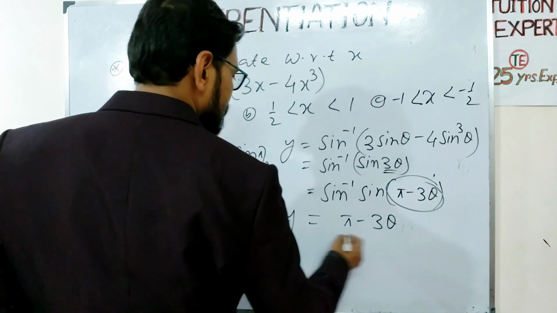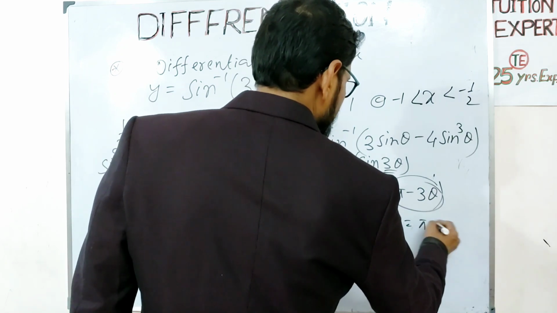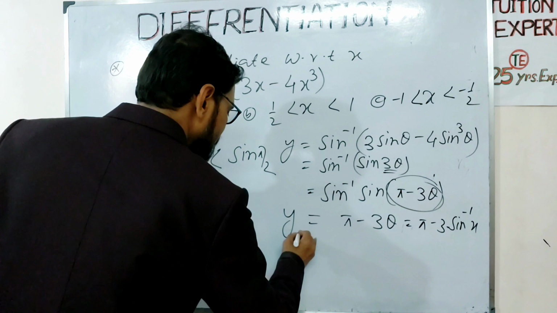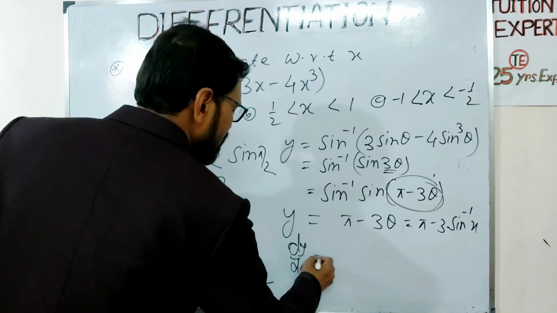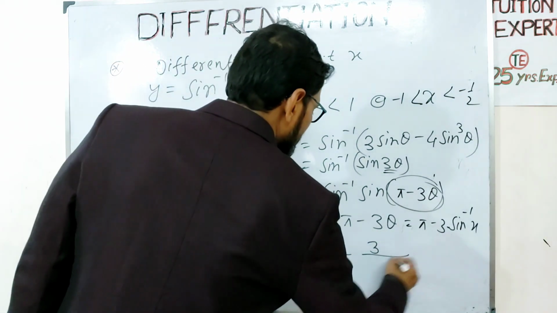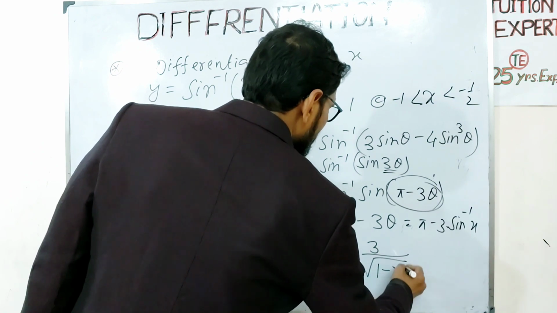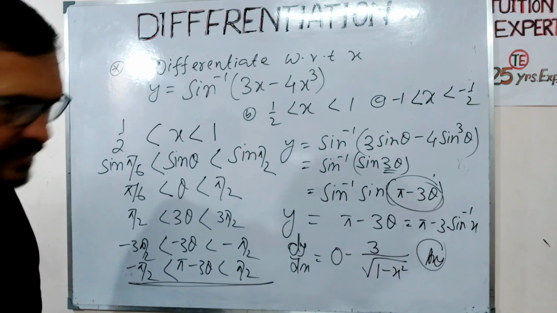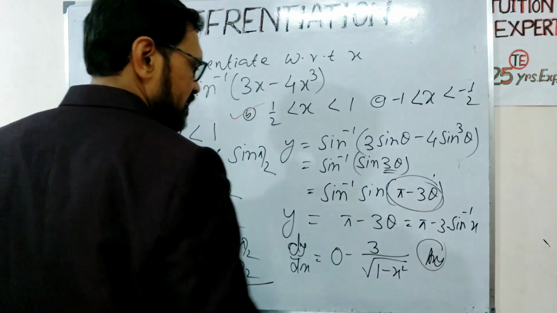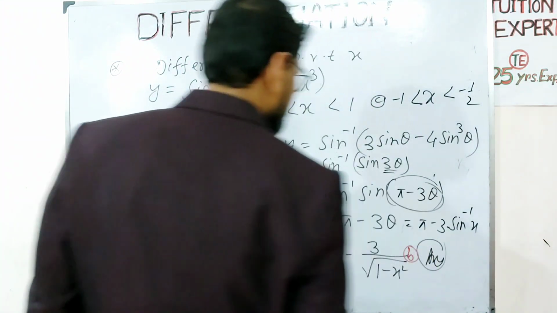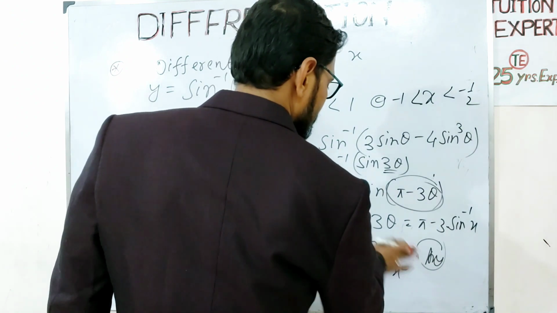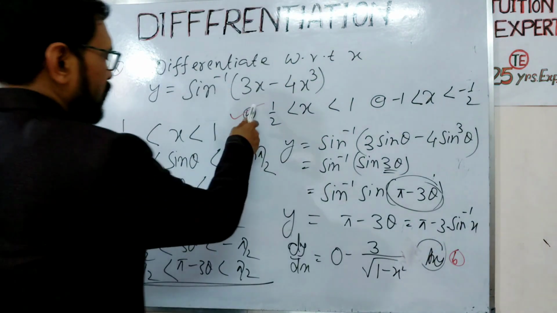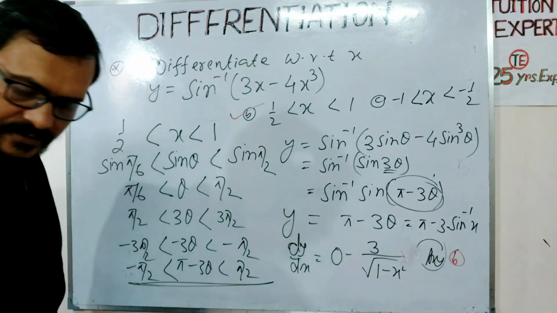So pi minus 3 theta, where theta means sin inverse x. So dy by dx equal to 0 minus 3 by root over 1 minus x square. So this is the answer for B, for condition B.